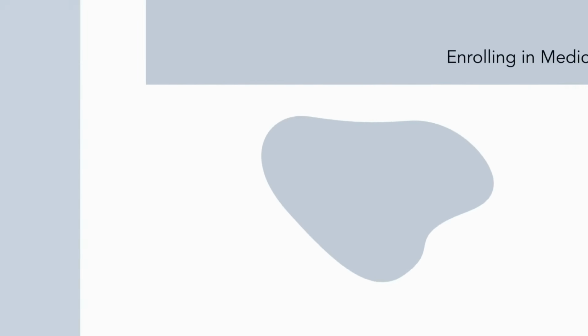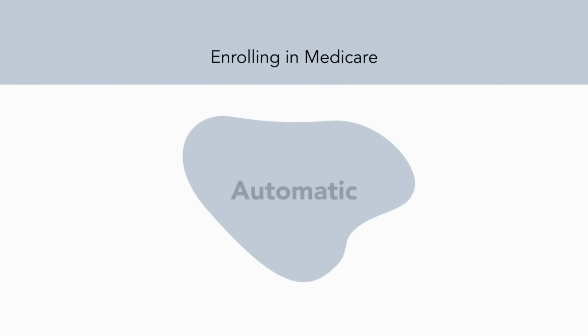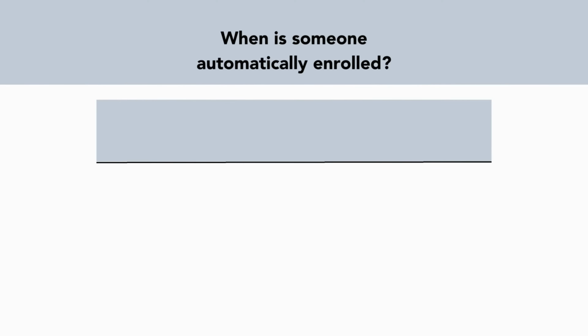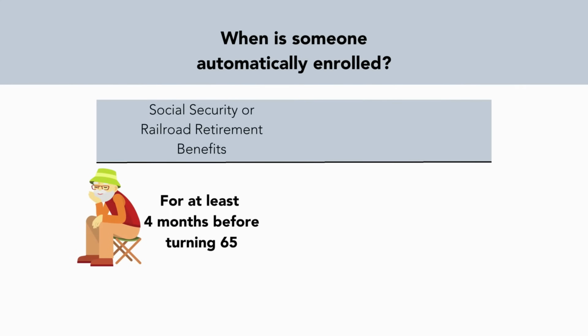There are two ways to enroll in Medicare: automatic enrollment and active enrollment. Let's start with automatic enrollment. Someone is automatically enrolled in Medicare if they either receive Social Security benefits or railroad retirement benefits for at least 4 months before turning 65.